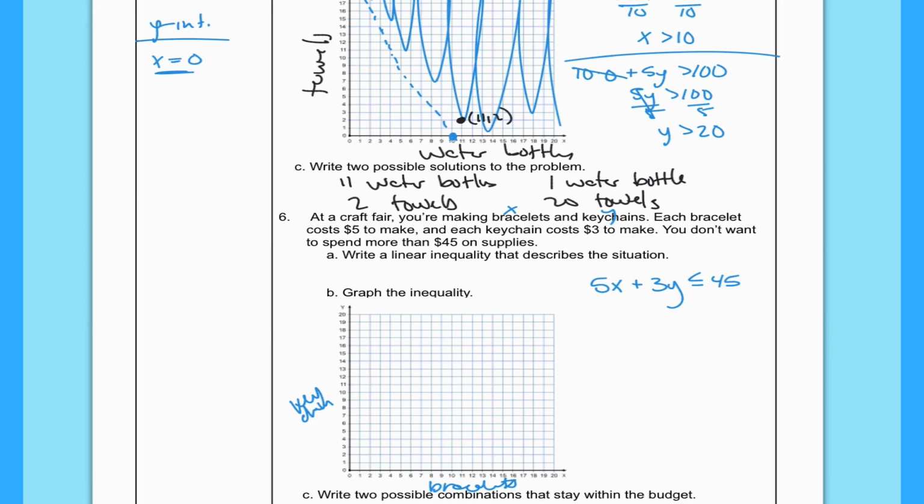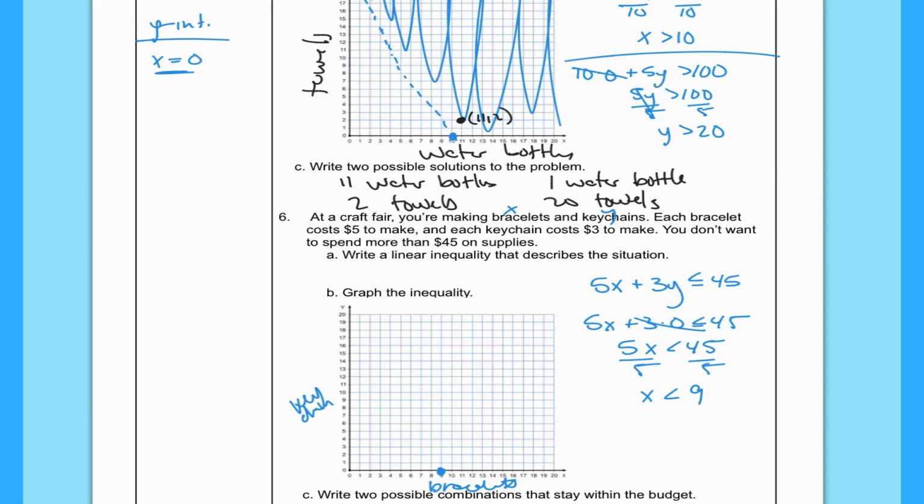Then let's graph using the same method, just so we can practice again, finding x and y intercepts. For the x-intercept, we make the y 0. So 3 times 0, and anything times 0 is just going to be 0. Then I divide both sides by 5. X is less than or equal to 9. So the x-intercept is going to be at the 9.